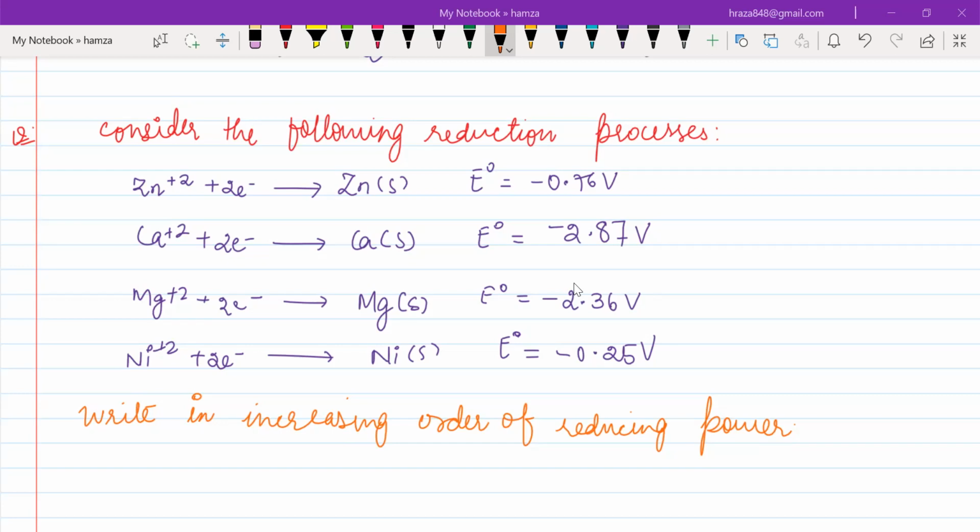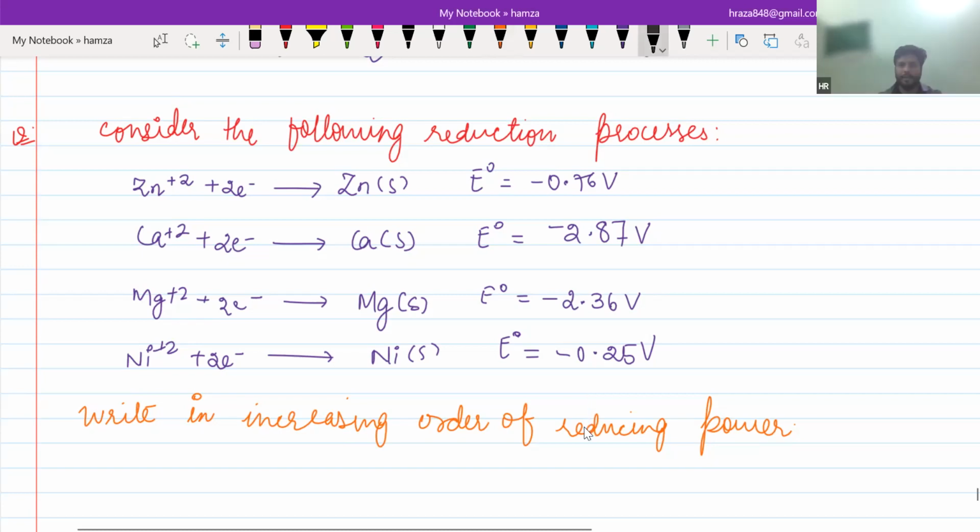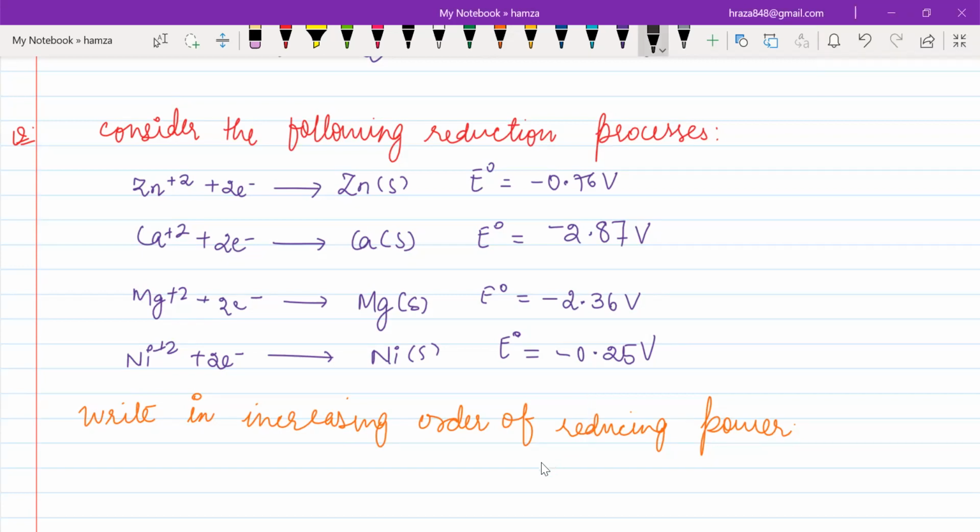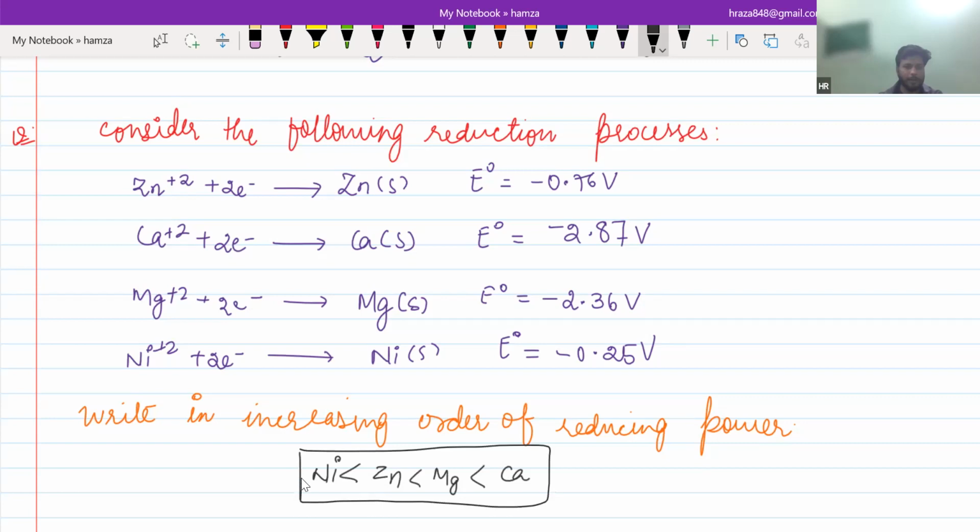Sir, yes. Calcium and then magnesium, and then which one will have the highest reducing power? Calcium, and then magnesium, magnesium lesser, and then zinc. Ni, zinc, and then yes, sir. Right. What about you, Sneha?